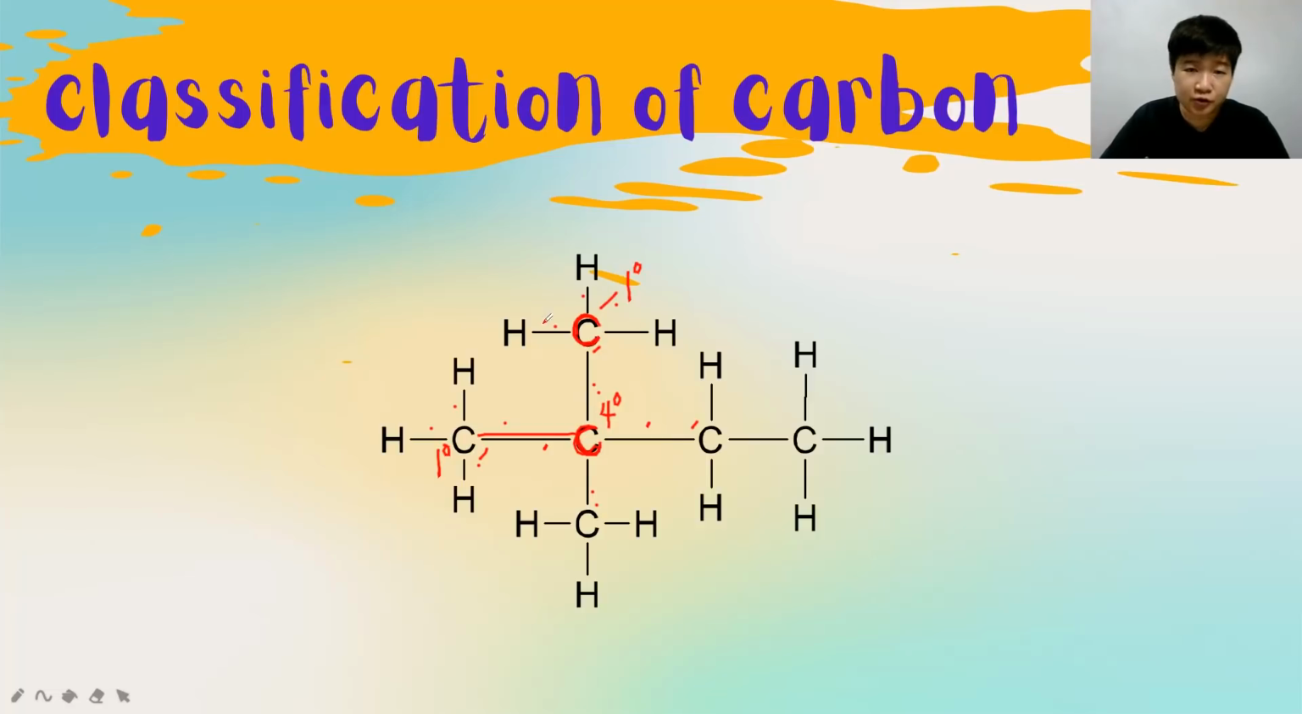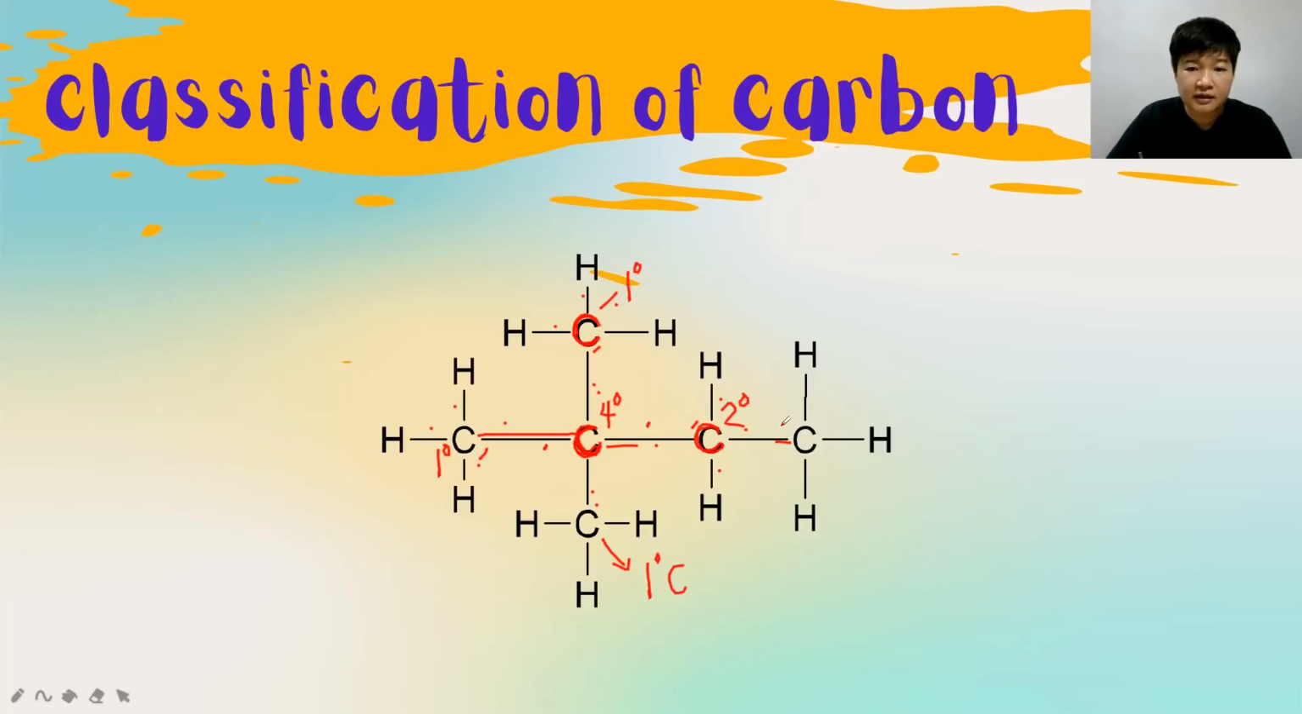The rest is hydrogen. Next one, this guy also a primary carbon because this guy right now holding 4 single bond, but only one single bond is bonded to carbon. So this carbon also primary carbon. Next, I have this carbon. What class will this carbon be? This carbon having 4 single bond, 1, 2, 3, 4, and there is 2 bond that is bonded to carbon.